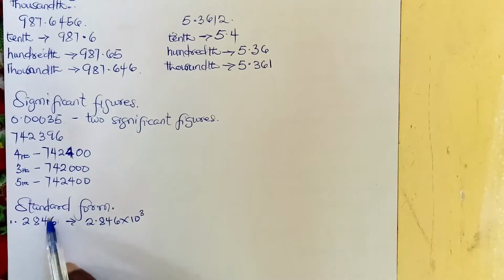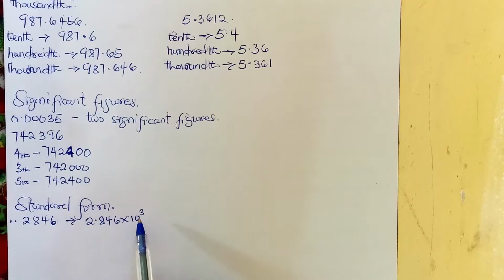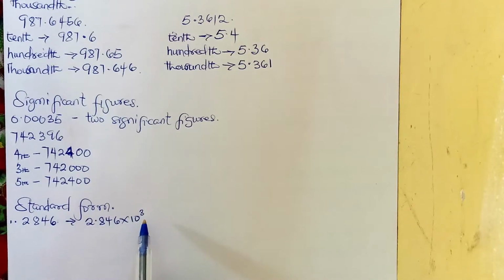The number of rounds removed determines the exponent on the 10. The 10 is a constant, so the number of rounds you move determines the exponent of the 10. And also, the exponent can either be positive or negative. With it being positive, it means we moved the round to the left. That's the only way the exponent can be positive.